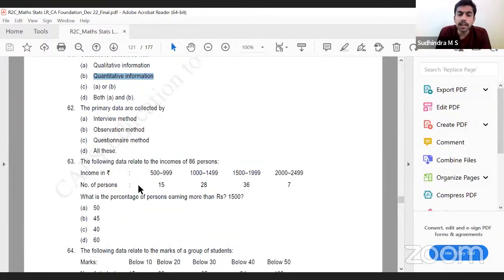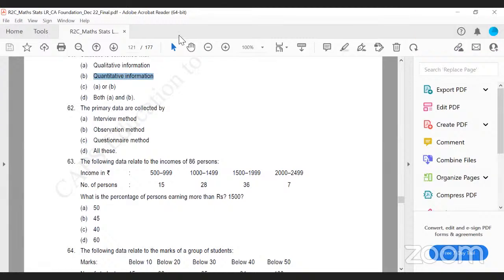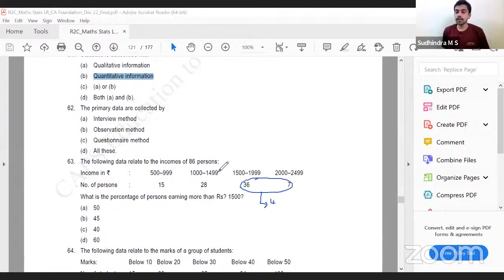The following data relate to incomes of 86 people. What is the percentage of persons earning more than rupees 1,500? More than 1,500: 36 plus 7, 43 people. Out of 86, 43 divided by 86 into 100, that is 50%.